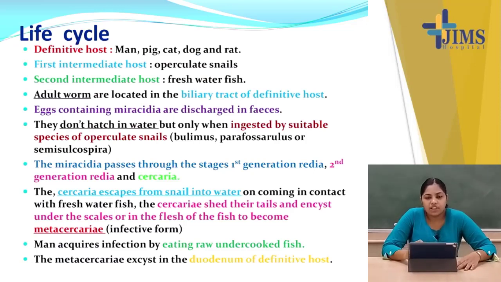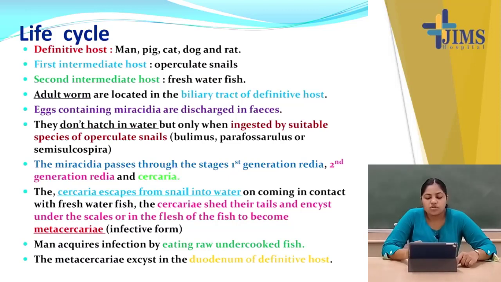So coming to the life cycle of Clonorchis, the definitive hosts are man, pig, cat, dog and rat. Here also there are two intermediate hosts. The first intermediate host is the operculate snail and the second intermediate host is the freshwater fish, mainly lake fish and canal fish. The adult worms are first located in the biliary tract of the definitive host, which can be man, pigs, cat, dog or rat.